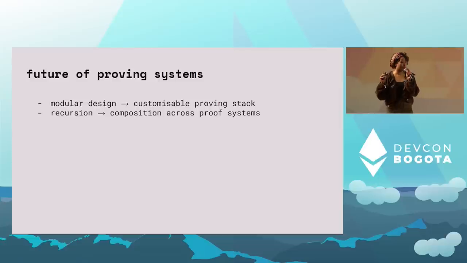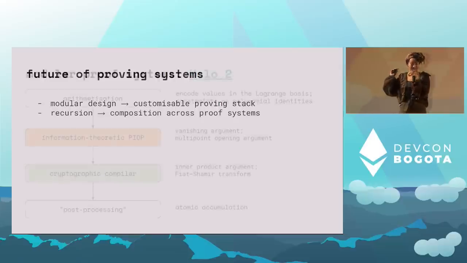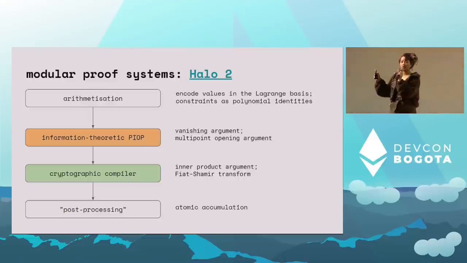A lot of these constructions I've described are really cutting edge, and they come from a feature of our modern proof systems that are very modular in design. And as we get a better understanding of the building blocks and the components of our proof systems, this lets us customize our proving stacks with a lot finer granularity. And recursion, as we saw, also allows us to compose proof systems and to get the best of both worlds in many cases. So here's an example of a modular conception of a proof system.